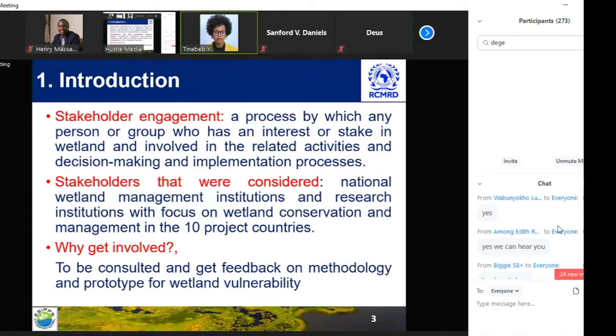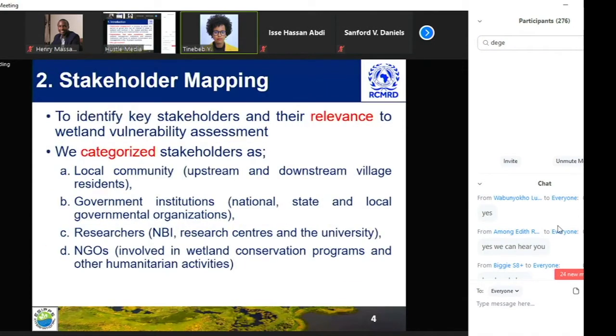First, we'll look briefly at what stakeholder engagement is. In each activity, in each ecosystem, there are always stakeholders, and wetlands are no different. It is a process by which any person or group who has an interest or stake in wetlands is involved in the related activities, decision-making, and the implementation process. It goes all the way from local communities and researchers to decision makers. The stakeholders we considered in the analysis include national wetland management institutions and research institutions focused on wetland conservation and management in the 10 project countries. Why did we get them involved? As we explained, to be consulted and to give feedback on the methodology and prototype for wetland vulnerability.